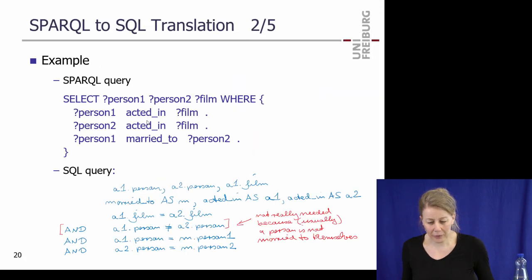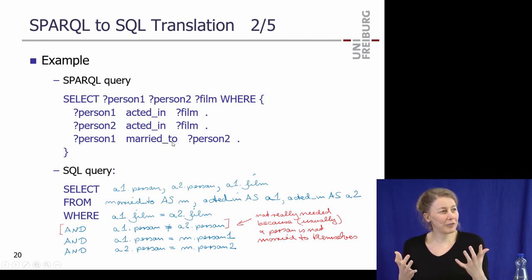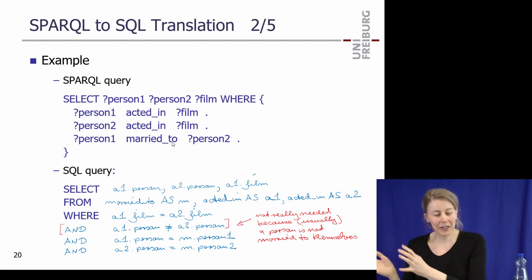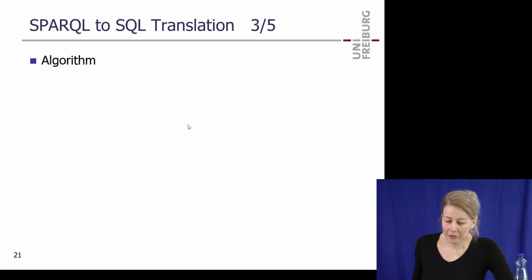So if you have, for example, this SPARQL query, I could put optional around this triple, and then if it's not there, I would still get a line in the result, but without this. Around everything I could put optional, but you don't need that for the exercise sheet.